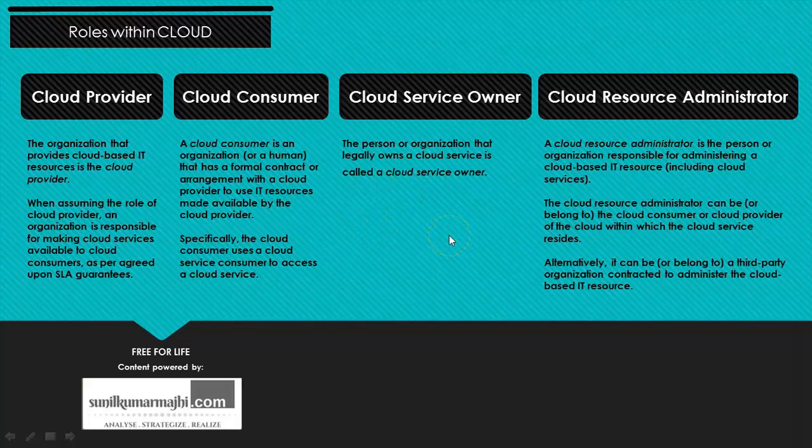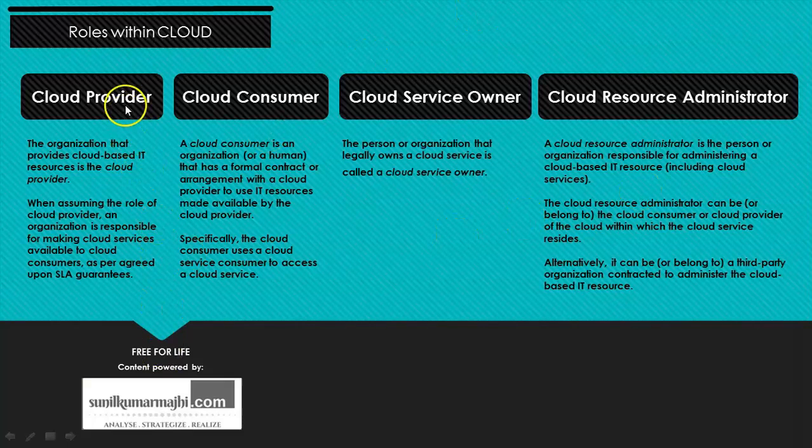Now roles within cloud. So we have seen the service model, the deployment model, and the 5 characteristics. Now this is the 4th topic, that is, what are the typical roles within cloud. So these are just indicative roles. There are actually many more roles. So as of now we will concentrate on these 4 roles. We have cloud provider, cloud consumer, cloud service owner, and cloud resource administrator.